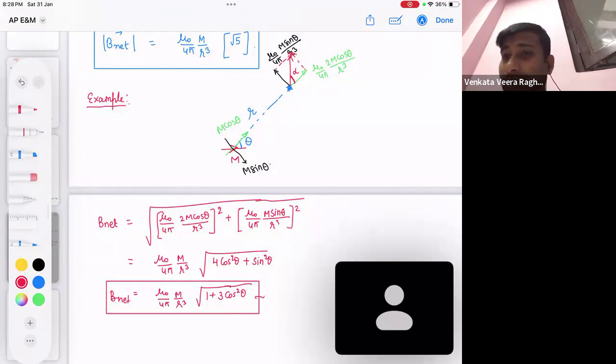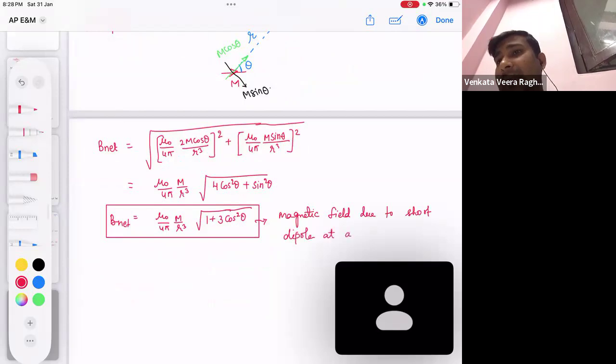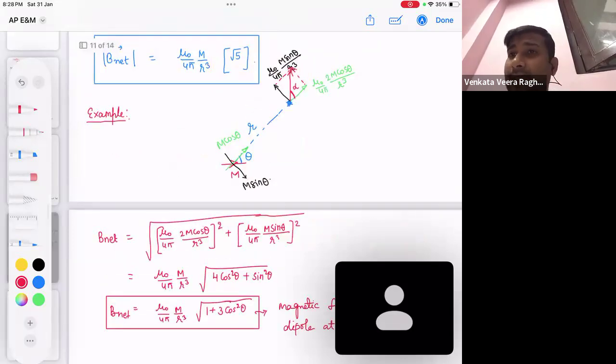So this is what you can also keep in mind: the magnetic field due to a short dipole at a general point, which is neither equatorial nor axial, but the formula is applicable for axial and equatorial as well. Can you find out what is this angle alpha?